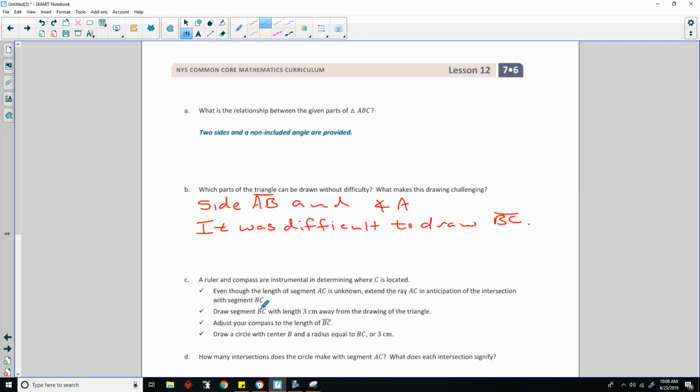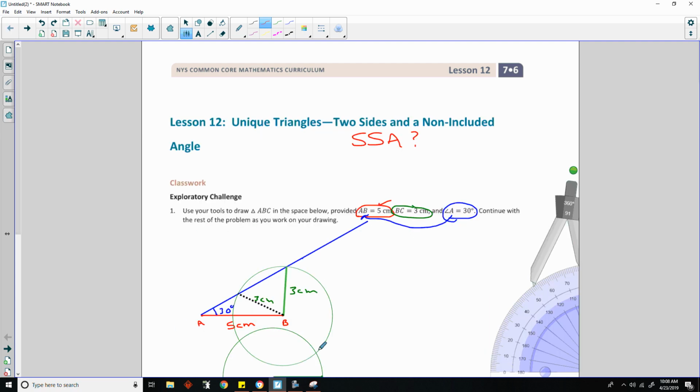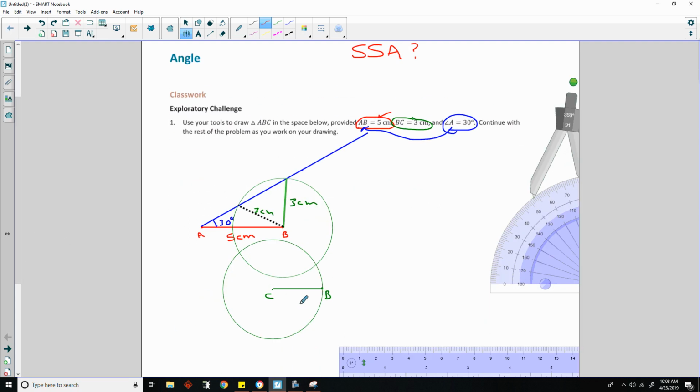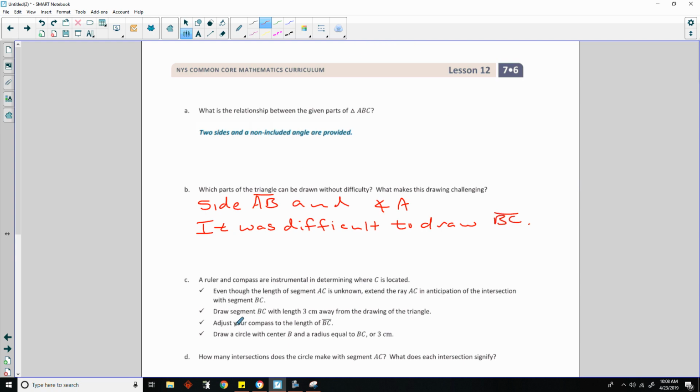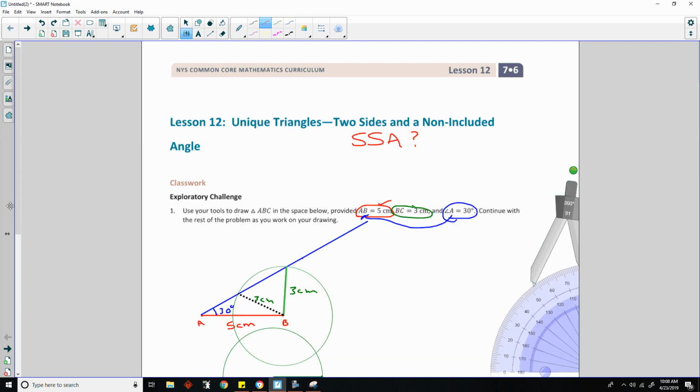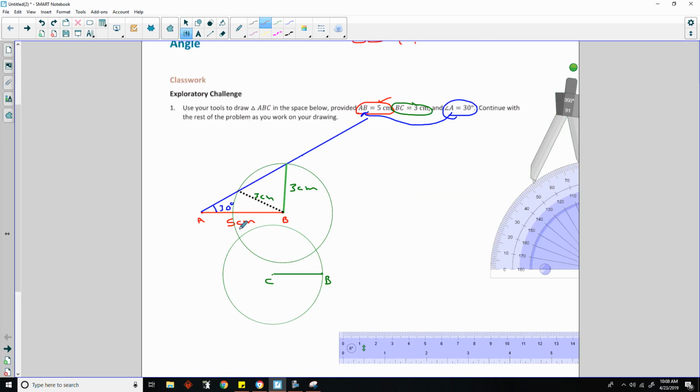Okay. Now it says draw segment BC with length 3 away from the drawing of the triangle, which is what I did down here. Okay, and then adjust your compass to the length of BC. Draw a circle with center B and radius equal to BC, or 3 centimeters. And that is what I did up here. Okay.